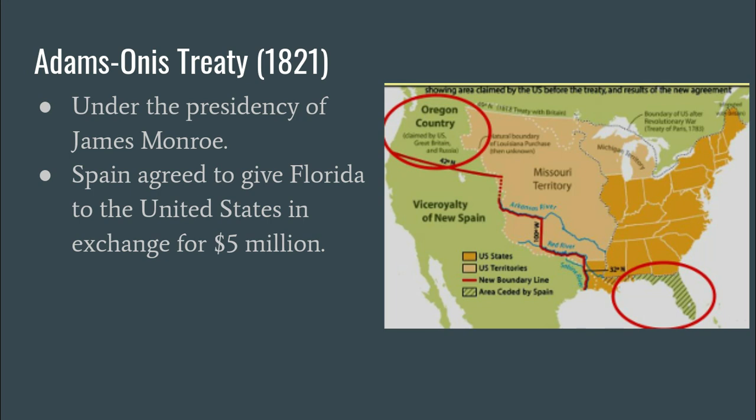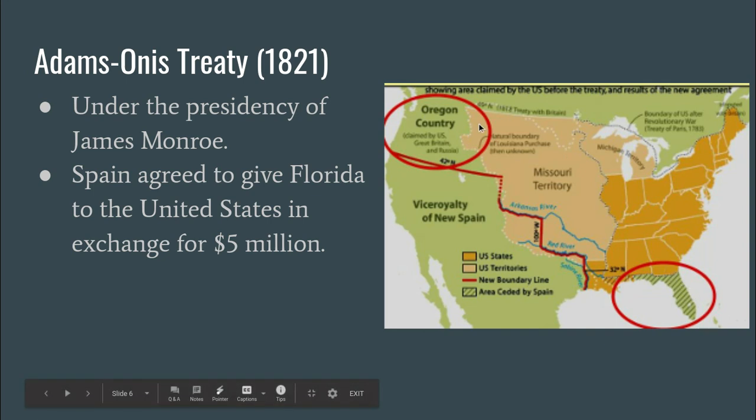If you remember from when we read it in the textbook and talked about it in class, Spain could not control the people living in Florida. So instead of going into conflict with the United States, it was easier for them just to give it up. And so that's what they did for $5 million. And so the United States has now not only doubled its size, but it's also gained Florida.